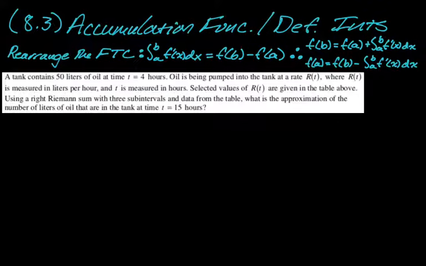So let's just highlight some of that. There's 50 liters at t equals 4. R of t is the rate of change of oil in liters per hour. And we are looking for oil in the tank at time t equals 15 hours. We're looking for how much you end up with. So if you're looking for how much you end up with, you want to know how much you started with plus the displacement. So that's going to be 50 plus the displacement, which is the integral from 4 to 15 of R of t dt. That's all it is.